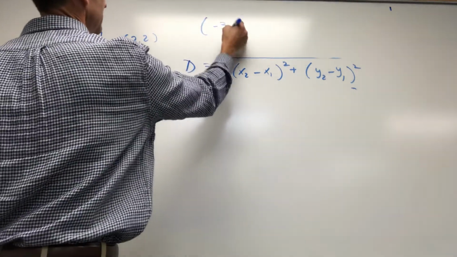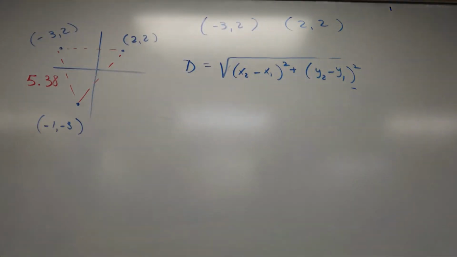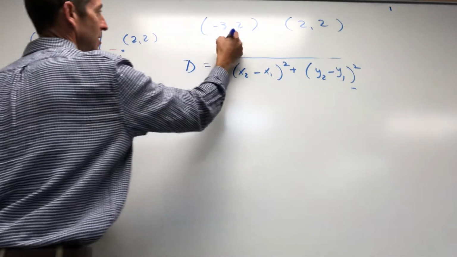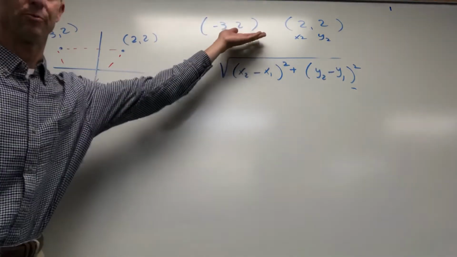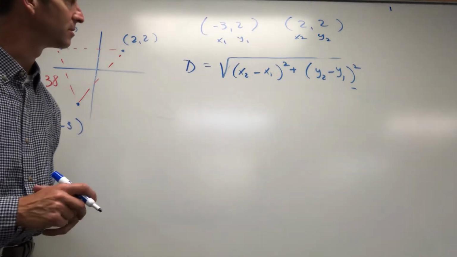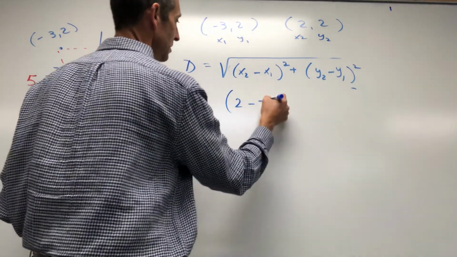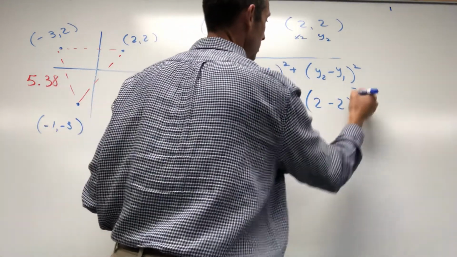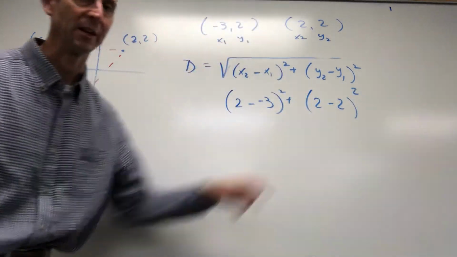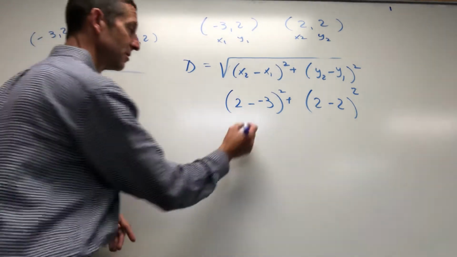So we've got -3, 2, and 2, 2. So this time, these are my ordered pairs that I'm going to drop into the formula. So remember, your x's are first. So you got 2 minus -3 squared. Y's are second, 2 minus 2 squared. Ooh, that one just got easy. All right, 2 minus -3, +5.